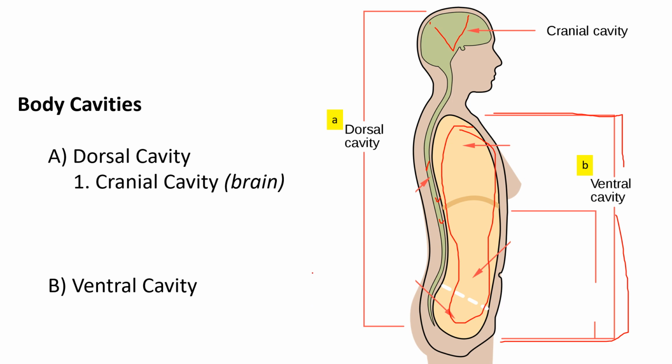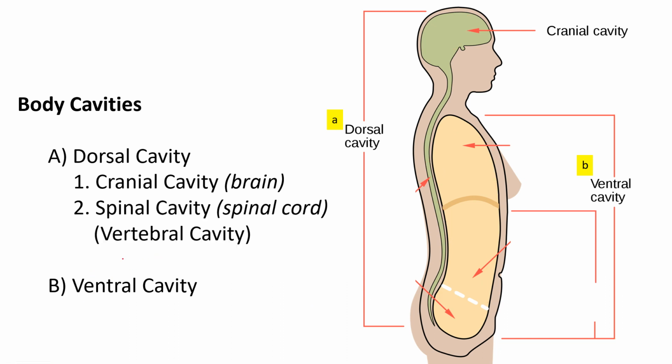Now, what do you find inside the dorsal cavity? Well, the dorsal cavity is subdivided into two smaller cavities, the cranial cavity and the spinal cavity. The cranial cavity is going to be labeled C on your labeling handout, and the spinal cavity or vertebral cavity is going to be labeled D. You need to know what organs are found in each of those cavities. I've got those represented in italics. The cranial cavity is going to house the brain.